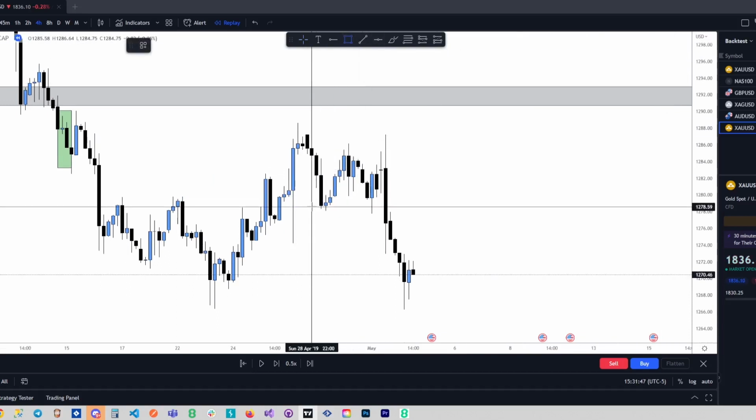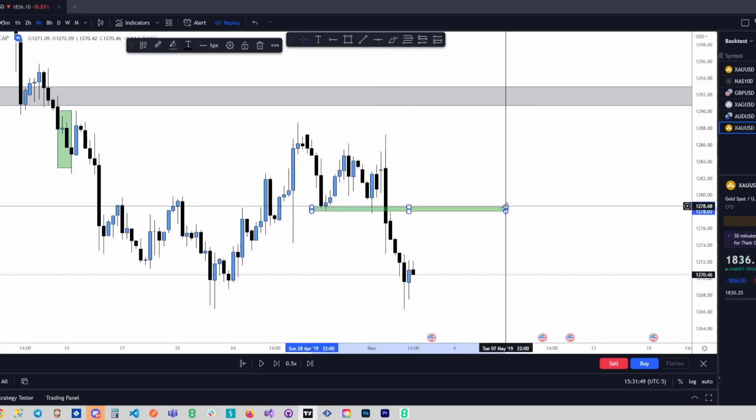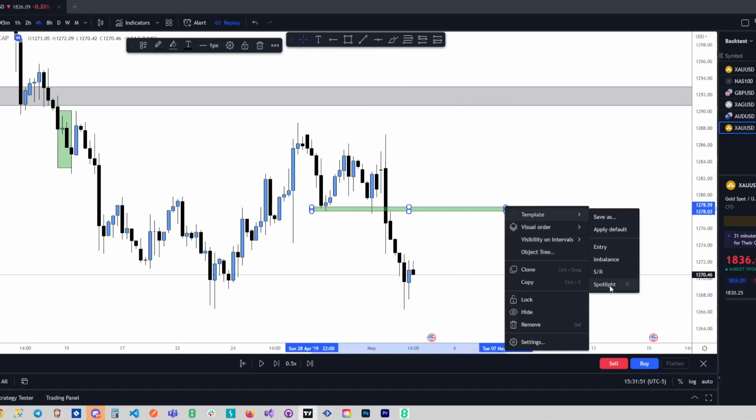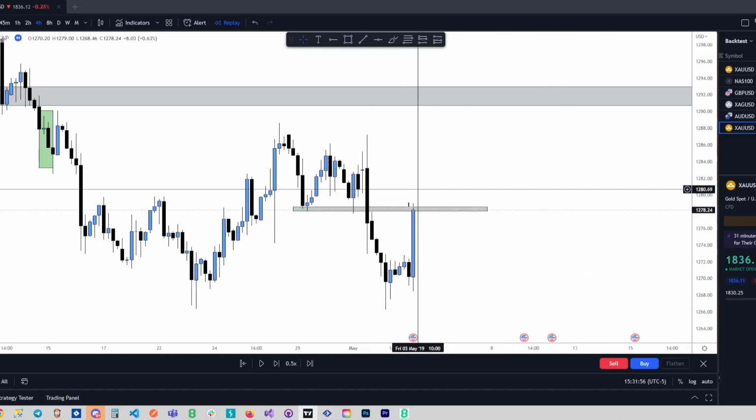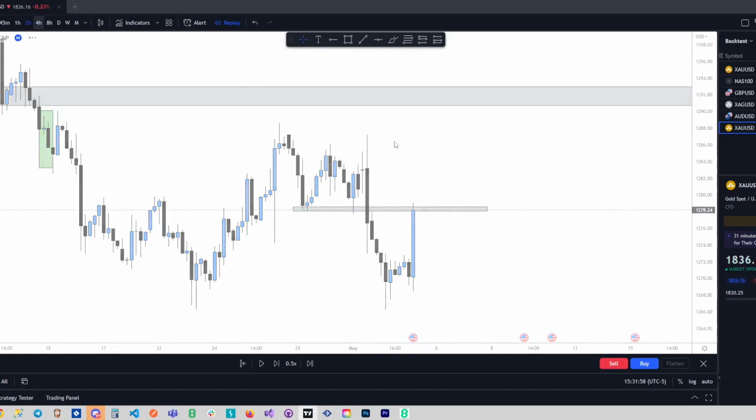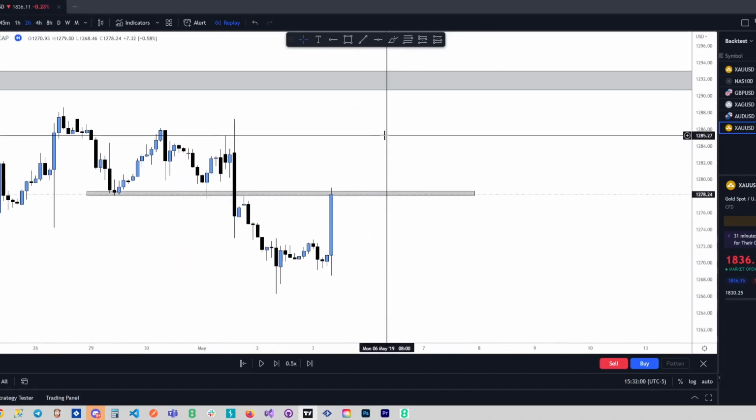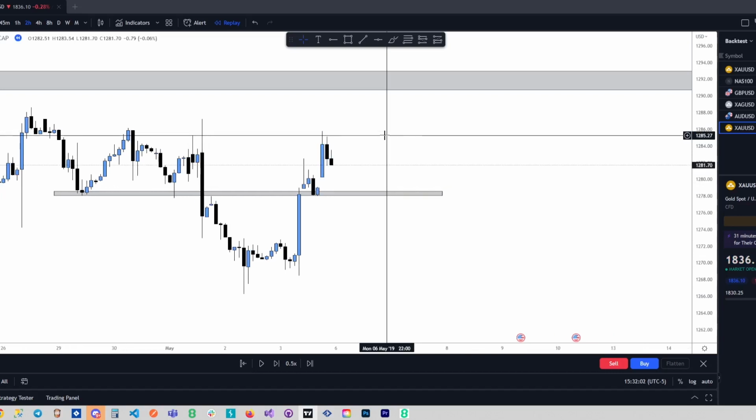So let's see if we can actually find that setup. Let's drop down here. We've got another level over here. All I'm doing is following price down to the area that I expect it to reverse from. That's simply all I'm doing. You can see we tap back into it. Now it's time to monitor price action.